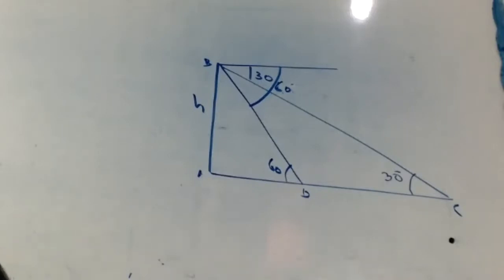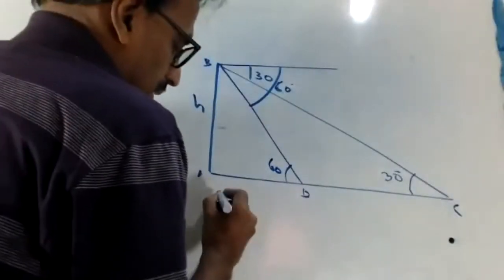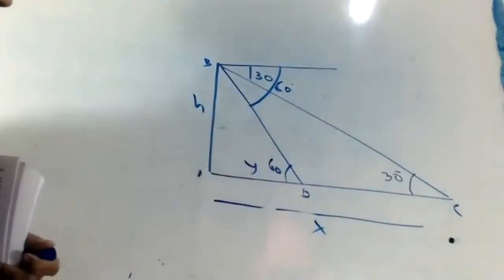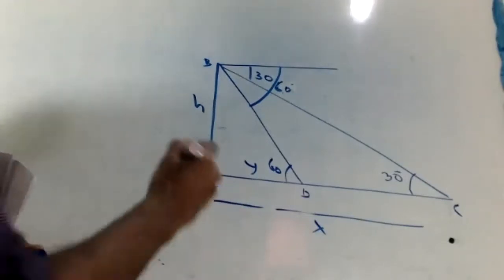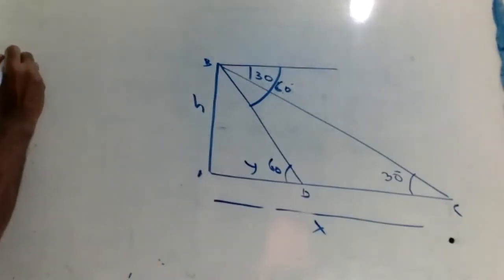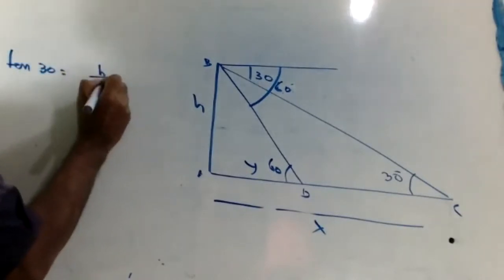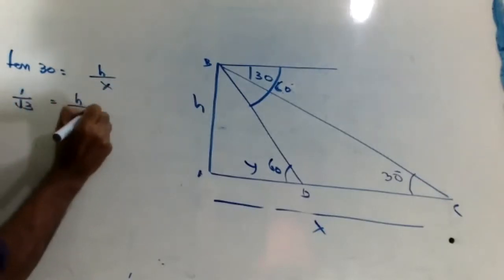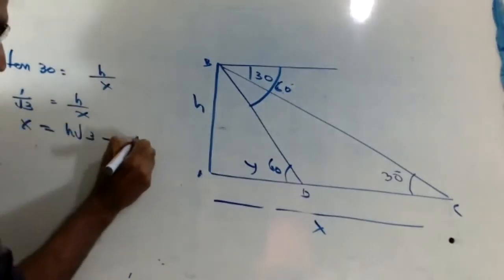Okay, now we are going to start the question. Look here now. We assume that this distance is x. This distance is y. Now all distances we change in terms of h. Now tan 30 equals h by x. 1 by root 3 equals h by x. x equals h root 3. Number 1.